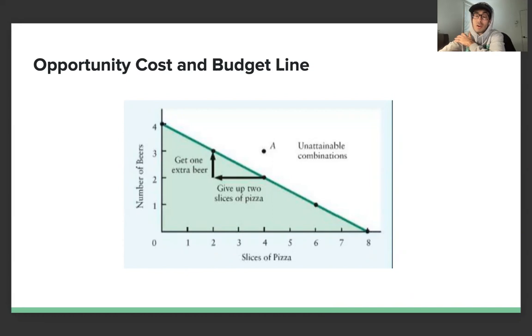And then opportunity cost of a good is just, if I want to produce one more unit of that good, or if I want to consume one more unit of that good, how much of the other good do I need to let go? So in this case, the opportunity cost of one beer here is two pizzas.